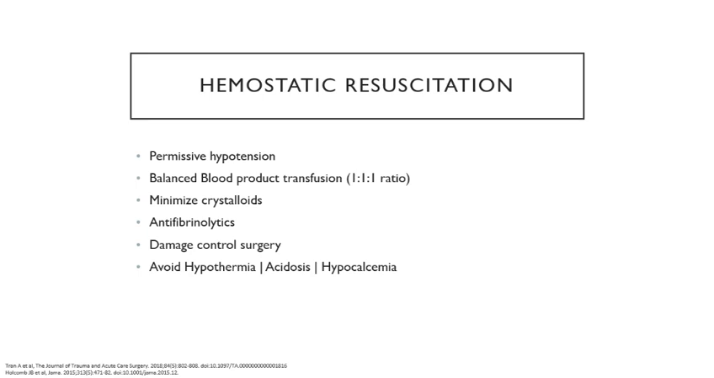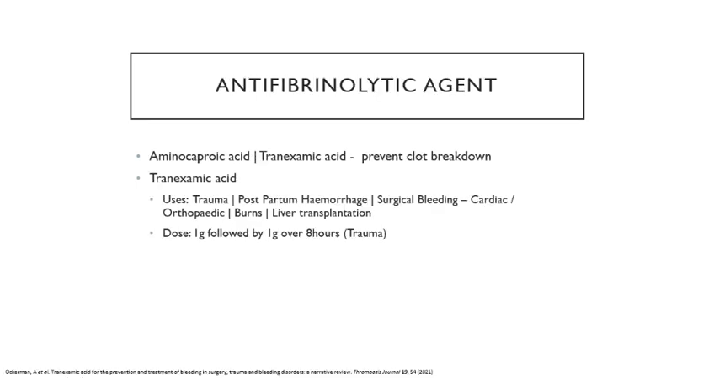Finally, damage control surgery, whereby early hemorrhage control or abbreviated surgery to control hemorrhage and contamination should be done promptly. Now, let's look at antifibrinolytic agents such as aminocaproic acid and tranexamic acid, which help to prevent clot breakdown. Tranexamic acid has been extensively studied in the setting of trauma. The CRASH-2 trial shows that tranexamic acid reduced mortality due to bleeding without increasing the risk of thrombotic complications. In a postpartum hemorrhage setting, the WOMAN trial showed that tranexamic acid reduced death due to postpartum hemorrhage.